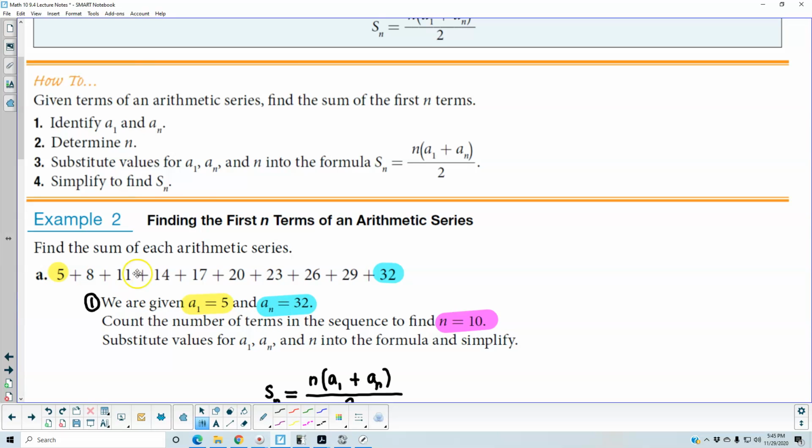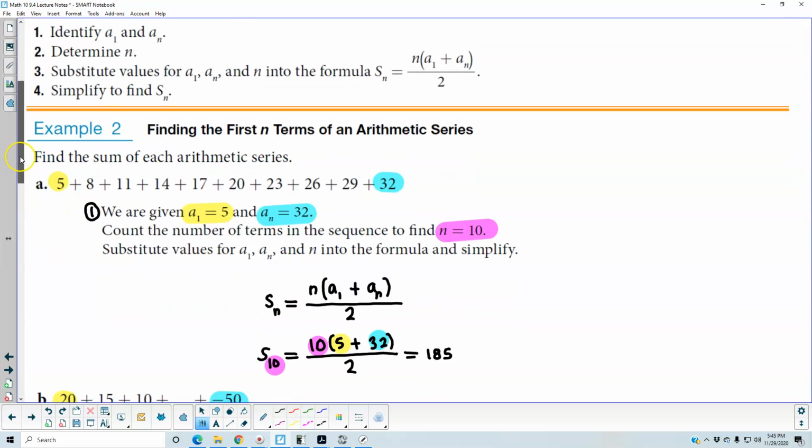Now, we need to count how many terms we have. So we have 1, 2, 3, 4, 5, 6, 7, 8, 9, 10. So counting the number of terms in the sequence, we find that n is equal to 10. And then we're going to substitute those values for a subscript 1, a subscript n, and n into the formula and then simplify.